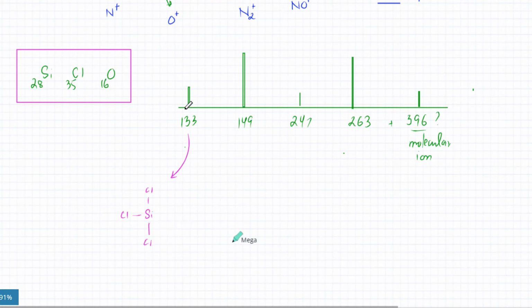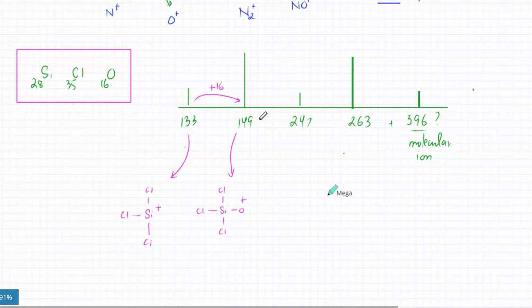And remember, the fragments will have incomplete bonds. They would be ions because they are broken pieces of the bigger molecule. And so what do you think is 149 then? What's the difference between 133 and 149? 7 plus 9, 16. So what is 16? Oxygen. So that means 149 is basically a silicon with Cl, and then there is an oxygen as well. That's the fragment. Okay, is that clear?